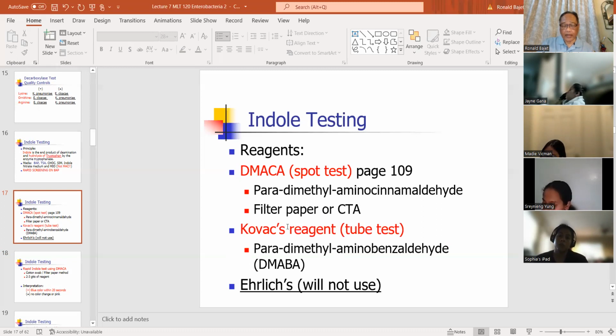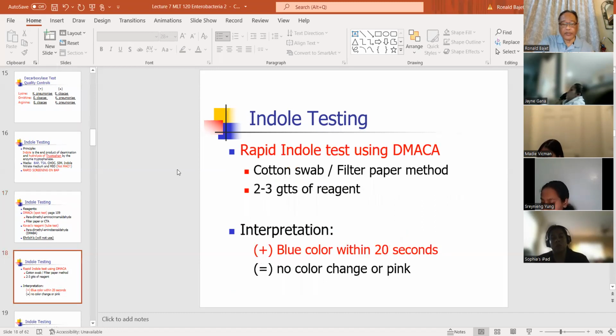The dimethylamino-benzaldehyde is if you're testing it on liquid, a tube method, like for example on the MIO, remember the Motility-Indole-Ornithine, well, you can do the indole test using the Kovacs reagent. And the Urease test is another indole reagent, but we won't be using that.